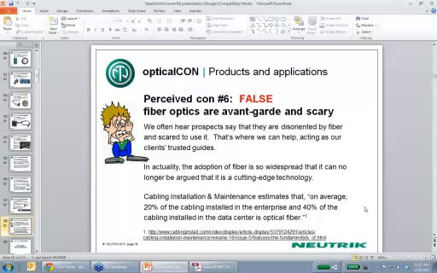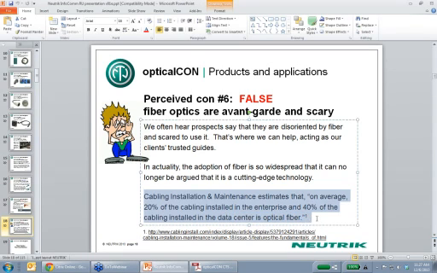But then let's talk about the reality. The reality is, and by the way, this article is from, I believe, 2011, that 40% of the cabling installed in the data center is optical fiber, and 20% of the enterprise cabling is optical fiber. These rates, I'm sure, must have gone up by now.